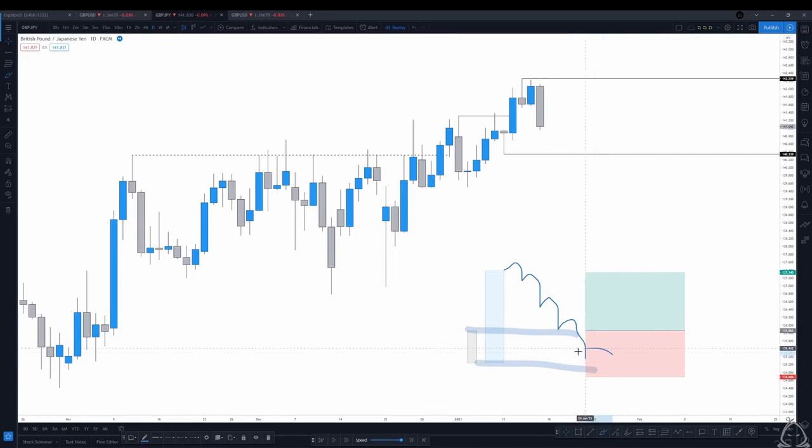Now, one thing to note, if you are taking the equilibrium entry, there are many instances where you will not get tagged in. The trade will run without you. So something to keep in mind is whether you want to be involved in slightly more trades with a reduced risk to reward, or be tagged into slightly fewer trades with a higher risk to reward.